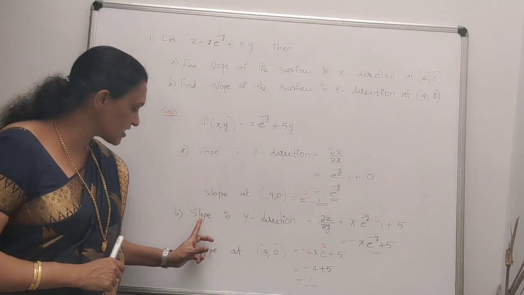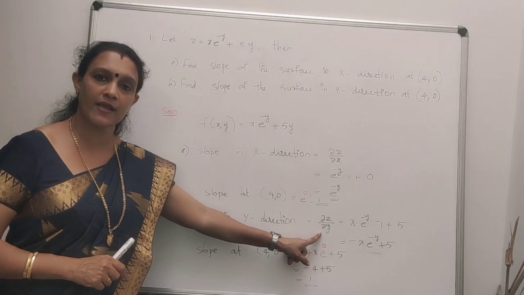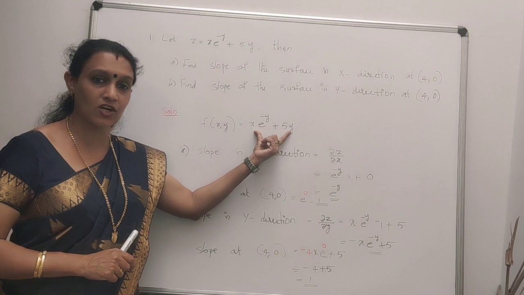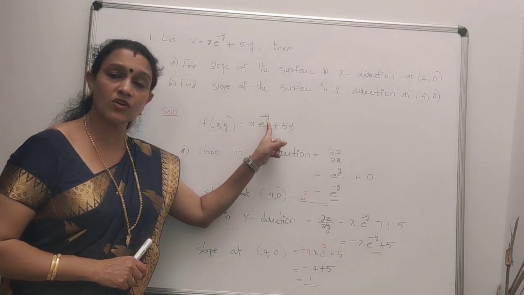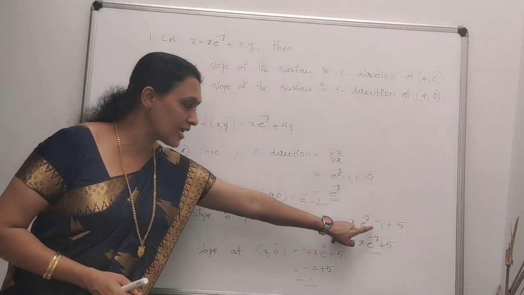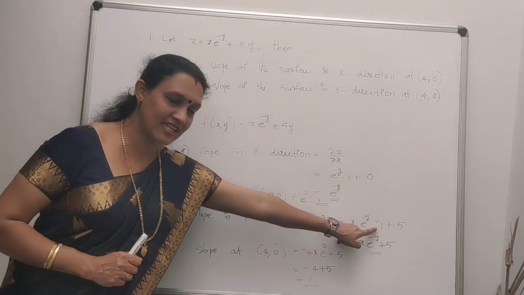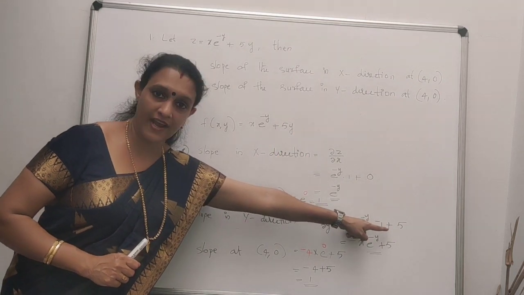Now, the second question is the slope in the y direction. We know it is nothing but ∂z/∂y. So differentiate this function with respect to y, assuming x as a constant. So x e^(-y), what is its derivative with respect to y? It is e^(-y) into the derivative of -y, which is -1. And for 5y, the derivative is 5.